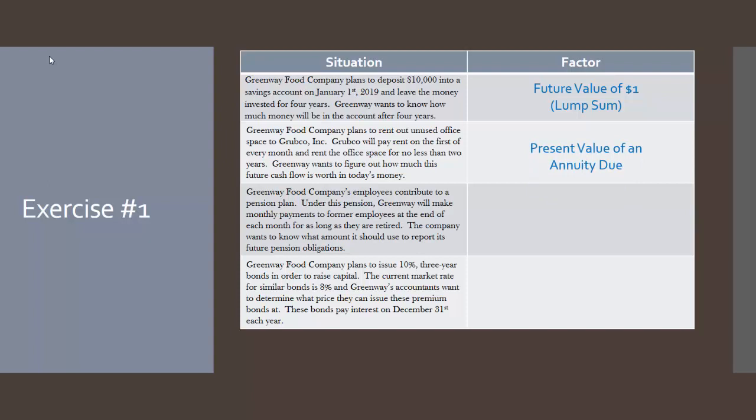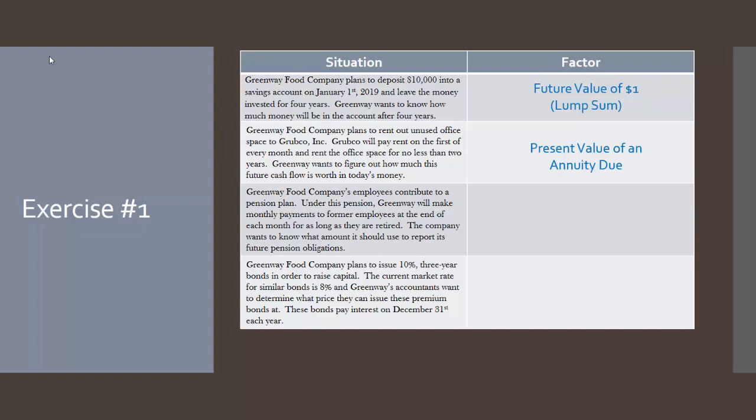In situation 3, Greenway Food Company's employees contribute to a pension plan. And under this pension, Greenway will make monthly payments to former employees at the end of each month for as long as they are retired. The company wants to know what amount it should report for its future pension obligations. So we have a series of payments that we're going to make in the future. We want to know what is our current obligation now. What should we put down for liabilities?